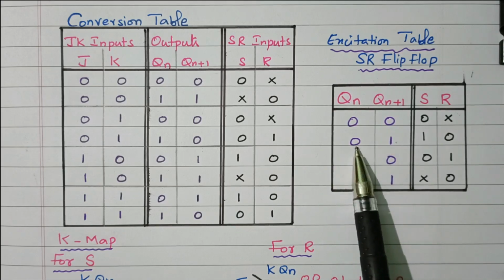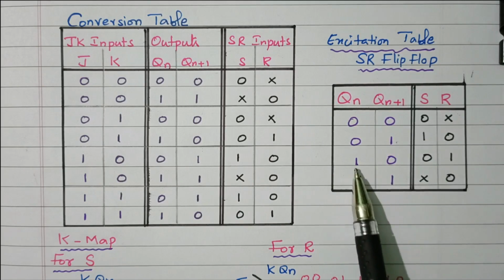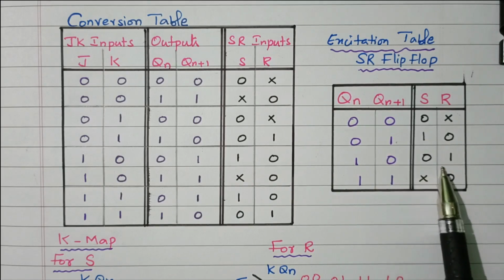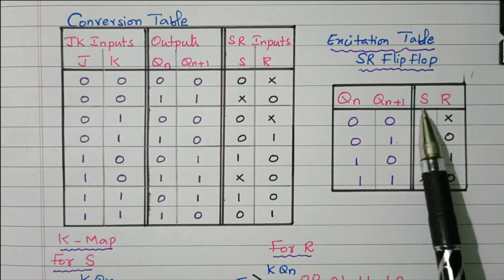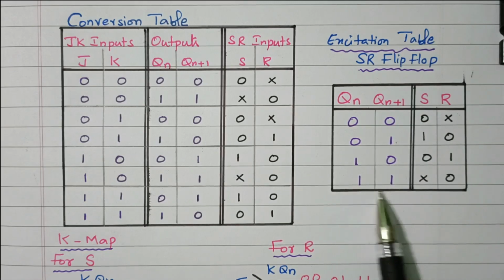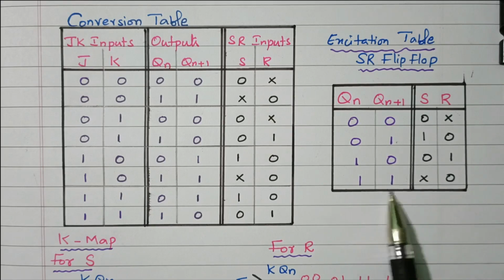Present state is 0, next state should be 1, we need to give 1 0. Then present state is 1, next state should be 0, what we need to give as SR input is 0 1. Then present state is 1, next state also 1. We need to maintain 1, so we need to give the input as x0. x0 means x may be 0 or 1: 0 0 or 1 0 will give 1.